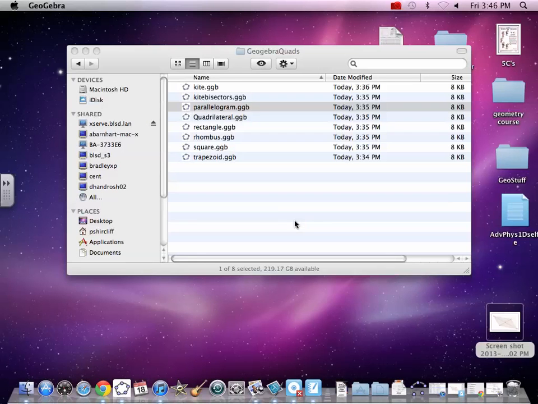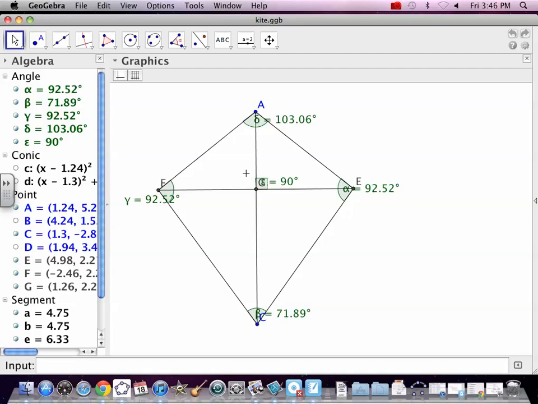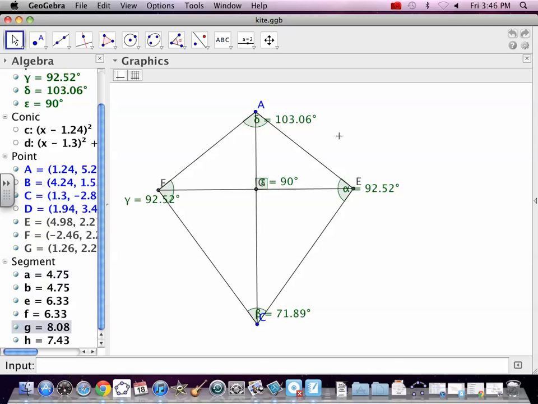Lots of properties there. Let's go over to the kite. In the kite, we've got a perpendicular in the middle. The top two sides, AF and AE, are the same. I think that's the 4.75, right? Yeah, because they're getting bold. And then we've got 6.33 right here, and 6.33 right there. So we've got 90 degrees in the middle.